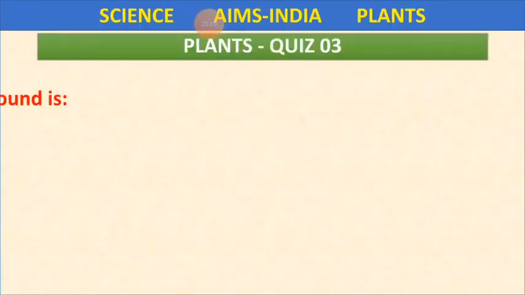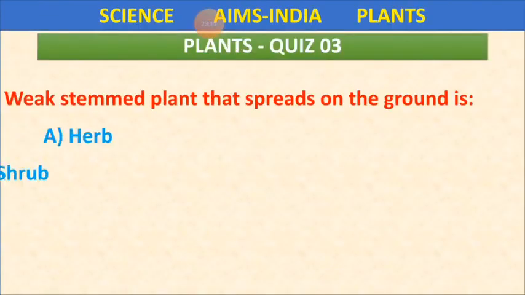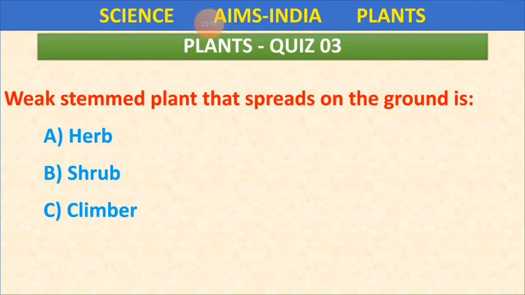So now we'll have some questions and answers here. Whatever we have learnt until now, we'll revise it in the form of questions and answers. See, a weak stemmed plant that spreads on the ground. As we said, the stem of the plant is very weak and it crawls on the ground. Crawl. The answer is in the question only. Crawling, in the sense creeping.